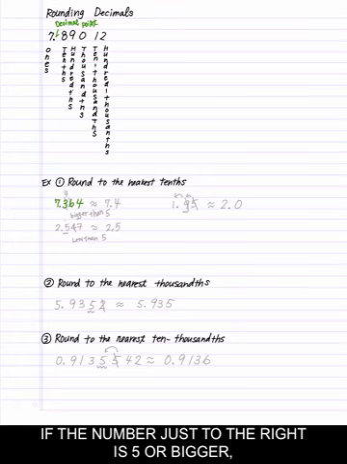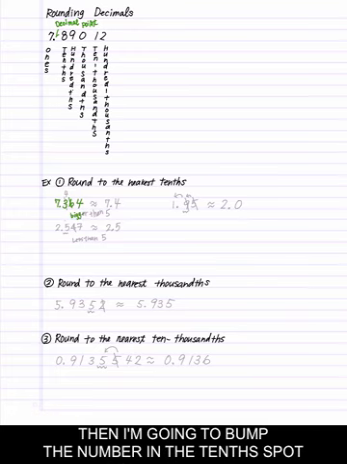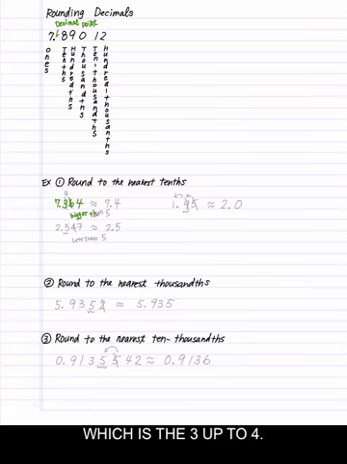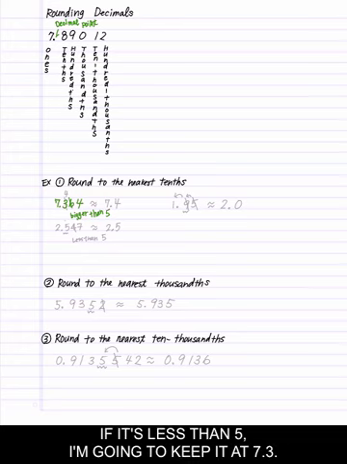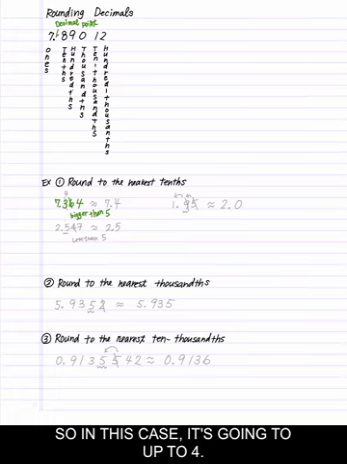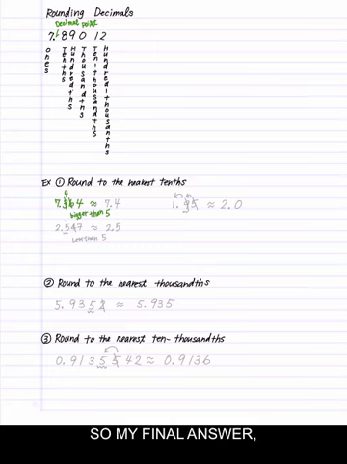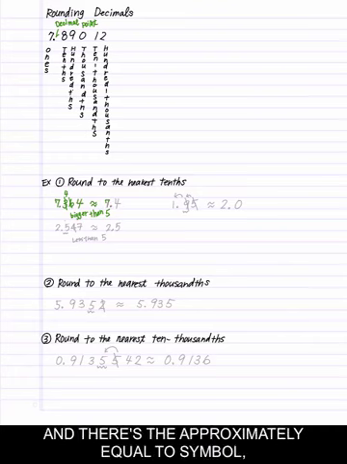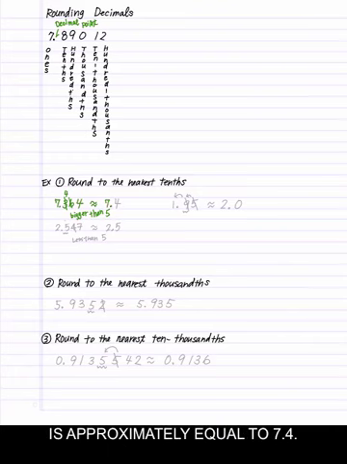If the number just to the right is 5 or bigger, then I'm going to bump the number in the tenth spot, which is the 3, up to 4. If it's less than 5, I'm going to keep it at 7.3. So in this case, it's going to go up to 4. So my final answer, and there's the approximately equal to symbol, is approximately equal to 7.4.